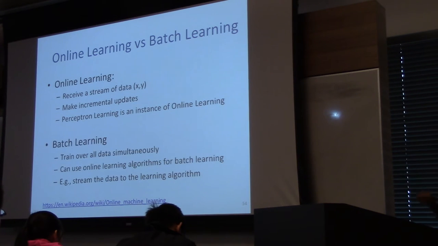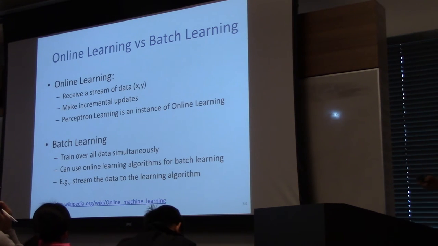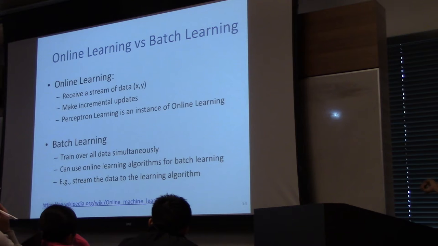The alternative to online learning is called batch learning, also known as offline learning, but it's more commonly called batch learning. What batch learning does is that you get all the training data at once, and when you make an update, you look at all the training data first, and then make a single update simultaneously considering all the training data.